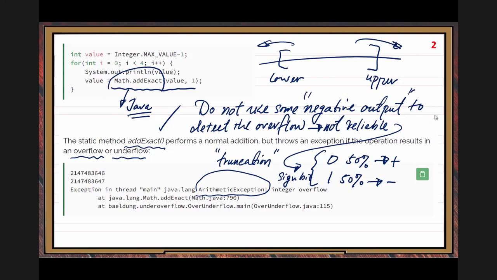So if you use negative output to do detection, you can only catch 50% of overflow. The other 50% you cannot catch. So that's why I would say not reliable. But if you use this addExact way, you can catch the overflow 100%. You won't miss it. So that's the right way to do part 2, method 2. Not too hard.